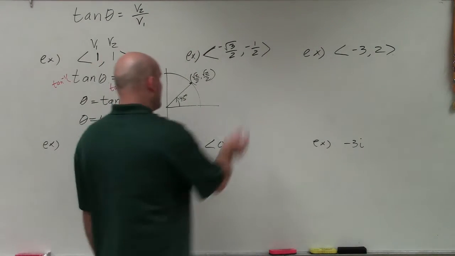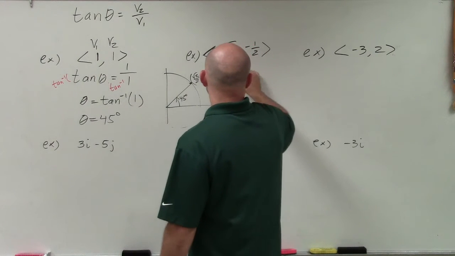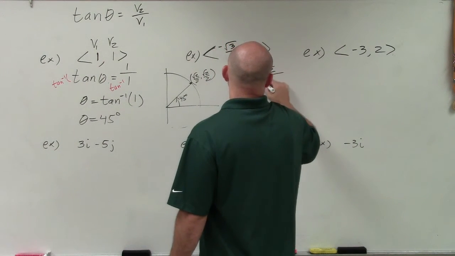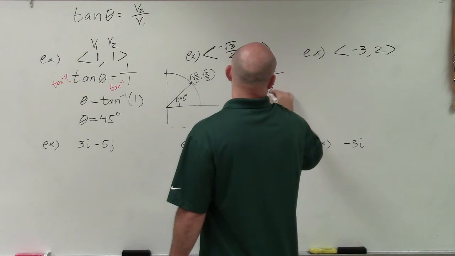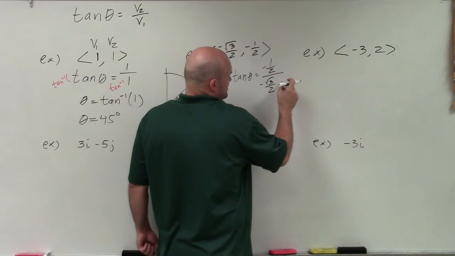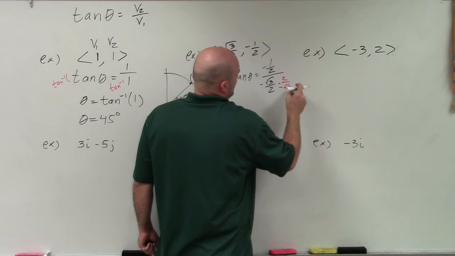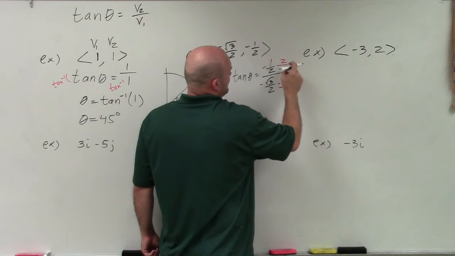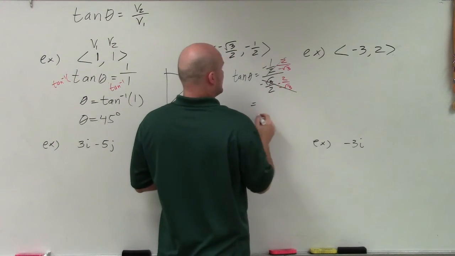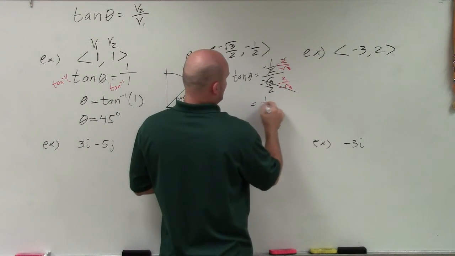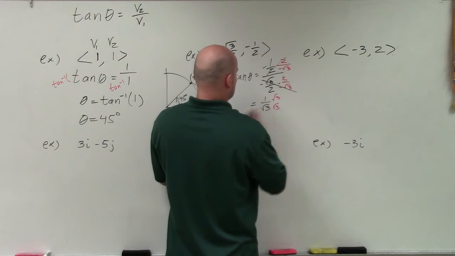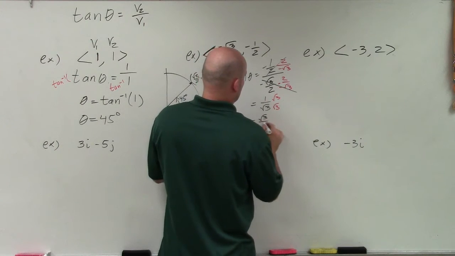Done. In this example, I'm just going to do tangent of theta is equal to negative 1/2 over negative square root of 3 over 2. You can simplify this by multiplying by the reciprocals, you don't really need to, but what happens is now we're left with 1 over the square root of 3. Rationalize the denominator, equals square root of 3 over 3.